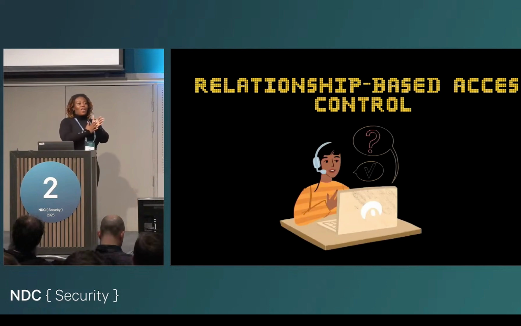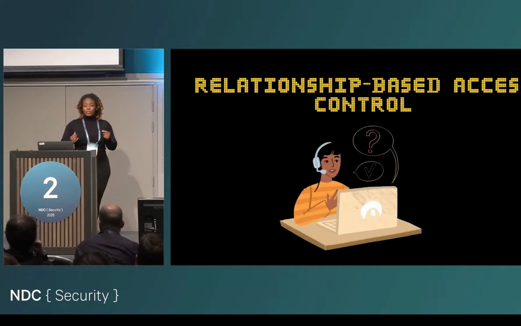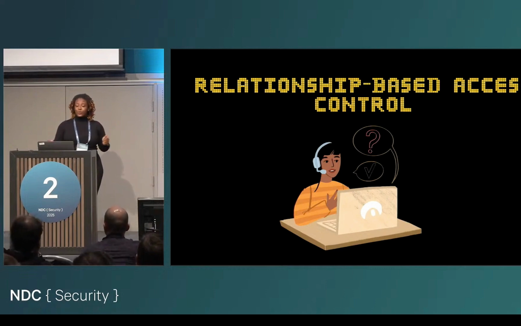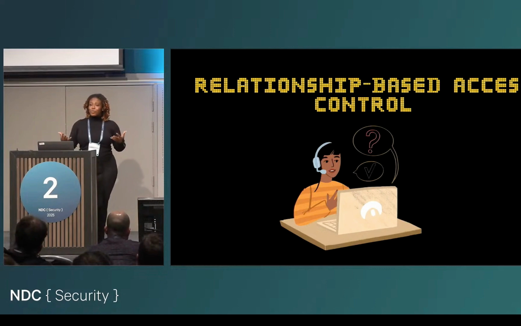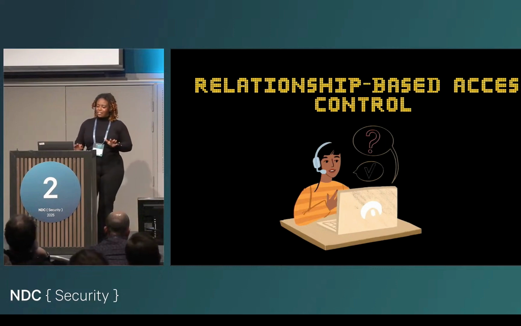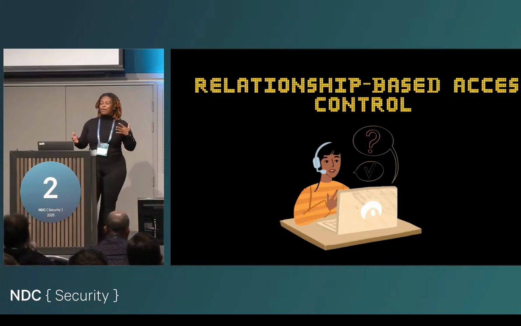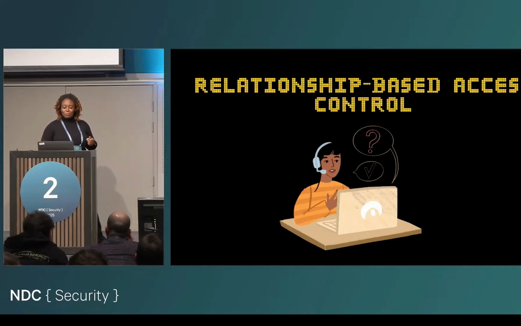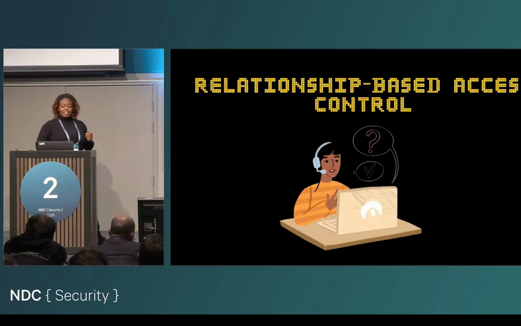Now, that brings us to relationship-based access control, or RBAC for short. RBAC is a very different way of looking at access control. Let's go back to our example to make it easier to understand. First, let's start off with our entity. Since we're talking about relationships here, we're going to make her a little bit more relatable and give her a name. Her name is Alice.